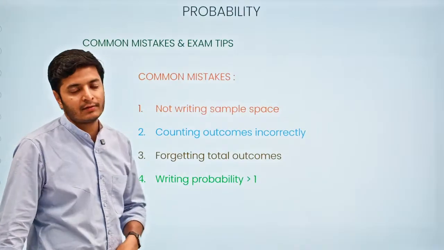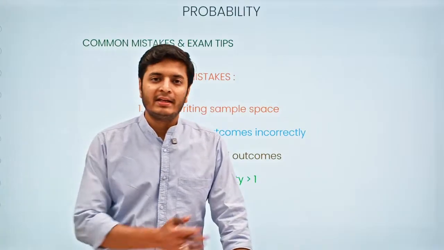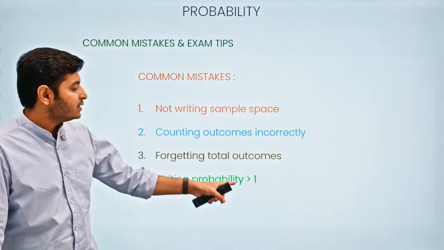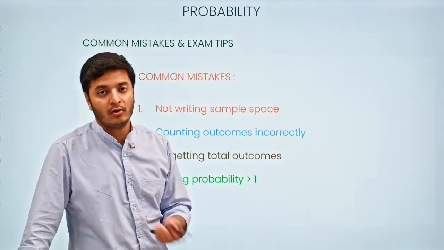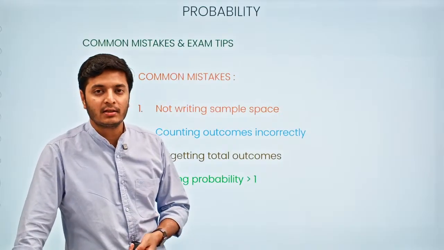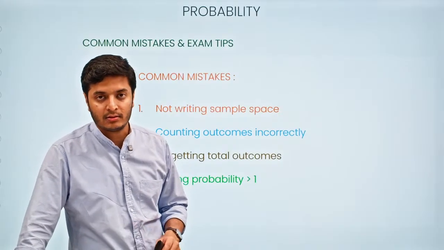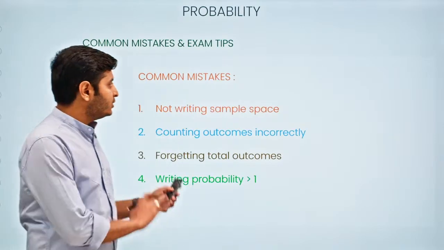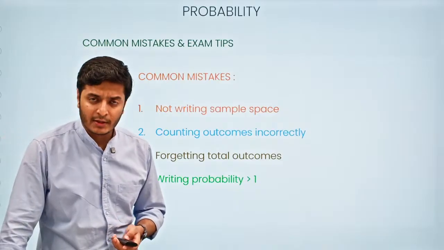Writing probability greater than 1. As we know, probability can never be greater than 1 or less than 0. So if you are getting an answer greater than 1, that is not a correct answer. If you are getting an answer less than 0, it is not a correct answer. Okay. So probability should be between 0 and 1. These are the common mistakes that you can avoid.